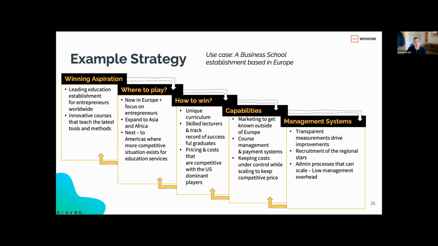The arrows indicate that from winning aspiration to where to play, to how to win, to capabilities, to management systems, things flow down. But we might in the future understand that we need a different capability or different management systems, or how to win changes. Things change, and it can feed back up again. The other reason I really like this model is that it's not static. If I want to come back and review it in a year's time, I can think about what has changed.